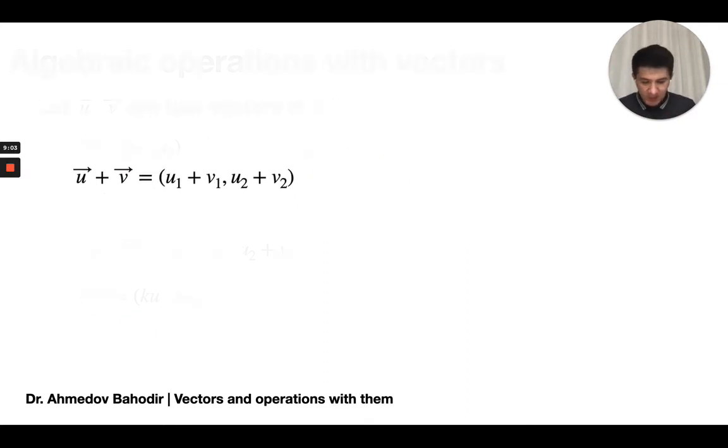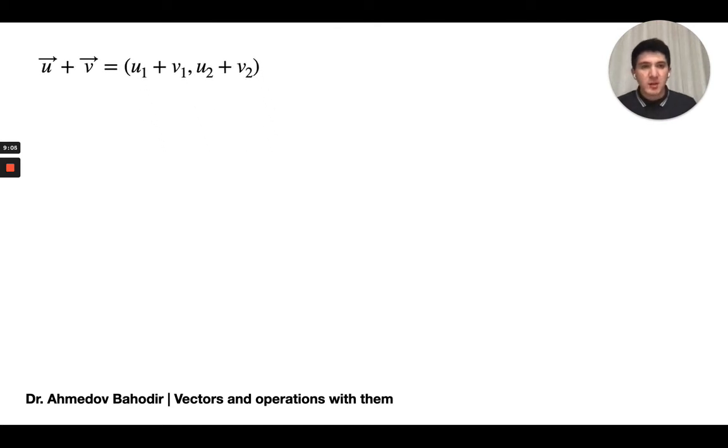So let's do a couple of examples on the addition, subtraction, and multiplication of vectors by a constant. Let's say you are given two vectors. U has the coordinates 2 and 1, and V has the coordinates 5 and 3.